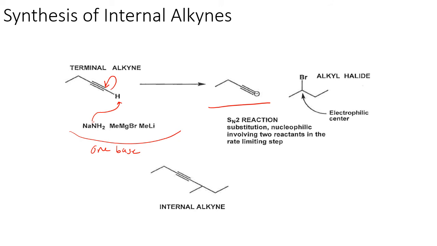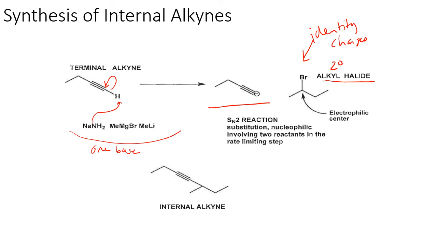That acetylide anion now acts as a nucleophile, and we're going to use an alkyl halide as the second step here. So the identity of this alkyl halide could change depending upon what product we're trying to form. In this case, we have a secondary alkyl halide with a bromo group on it. The identity of the halogen could change as well. It's just a good leaving group.